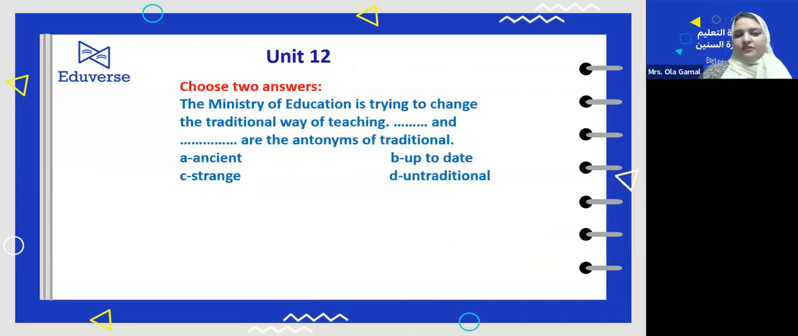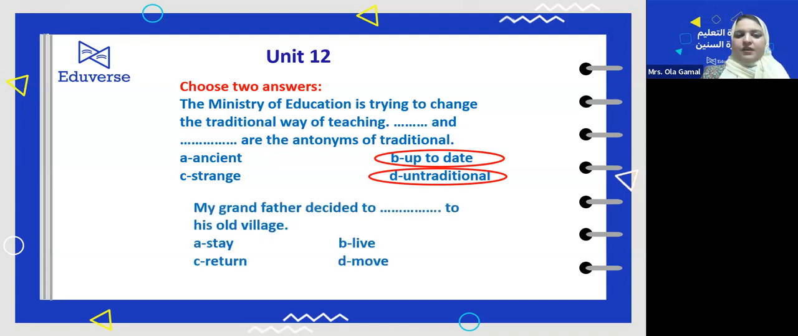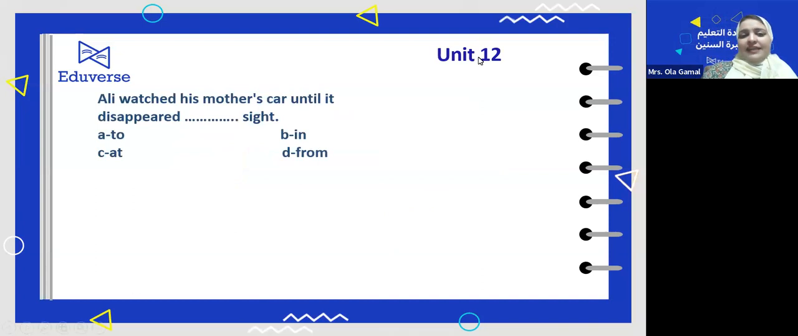We have to choose also here two answers. The Ministry of Education is trying to change the traditional way of teaching. And what are the antonyms of traditional? Yes, up to date and untraditional are antonyms of traditional, the opposites of them. My grandfather decided to what to his old village? Yes, excellent, to move or return to his old village. Ali watched his mother's car until it disappeared. What sign here? Yes, excellent, disappeared from his sight.